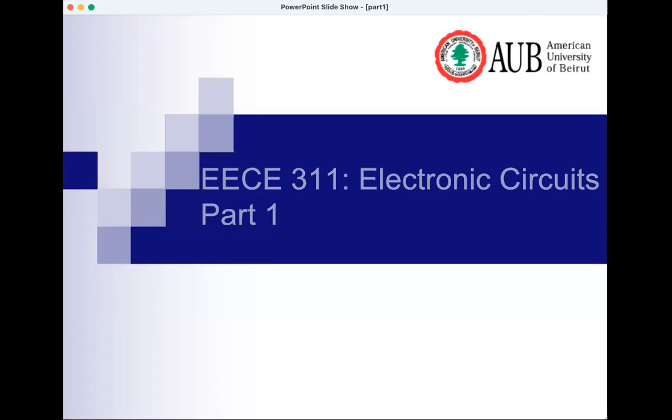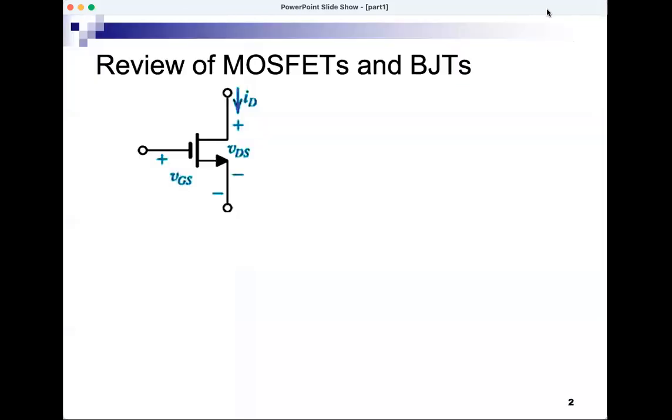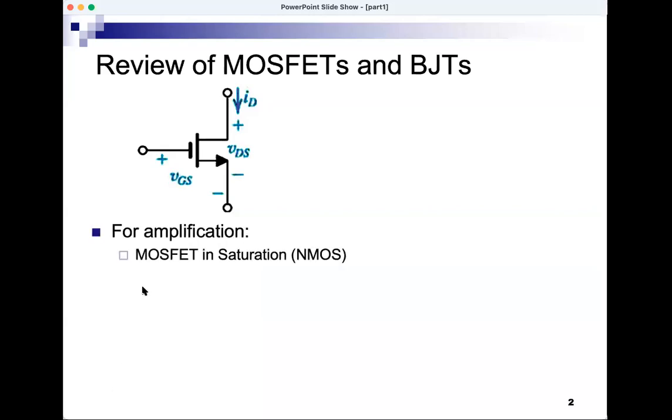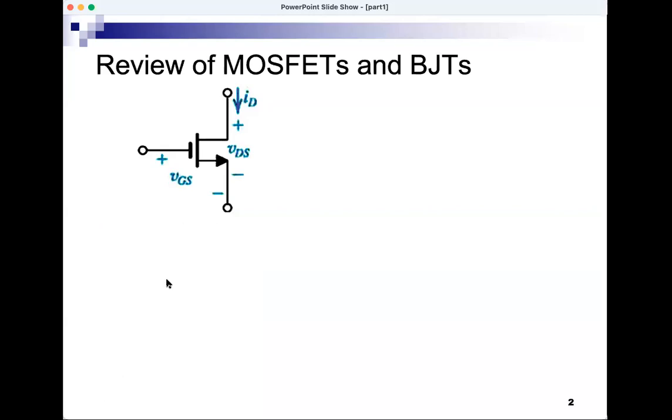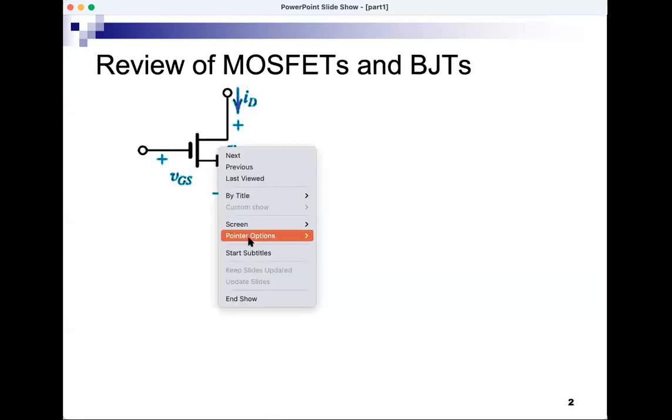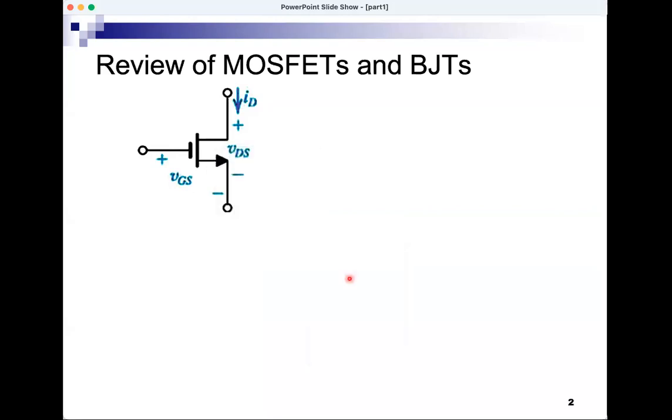We will start today's lecture with a review of the MOSFET and the BJT. So this is the MOSFET, with the MOSFET gate, the gate terminal, the MOSFET source, and the MOSFET drain.